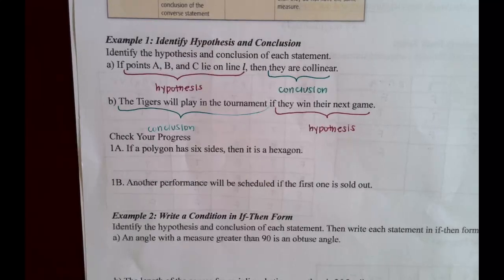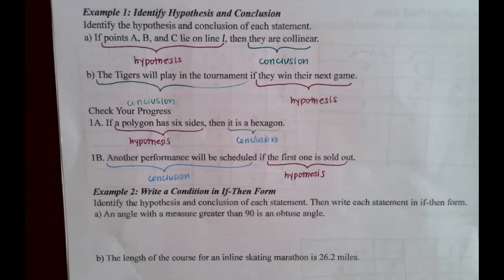Okay, so you're going to try 1A and 1B, identify the hypothesis and the conclusion. Okay, this is what you should have gotten. 1A, the hypothesis is a polygon has 6 sides. The conclusion is that it is a hexagon. For 1B, the hypothesis is the first performance is sold out. The conclusion is that another performance will be scheduled.